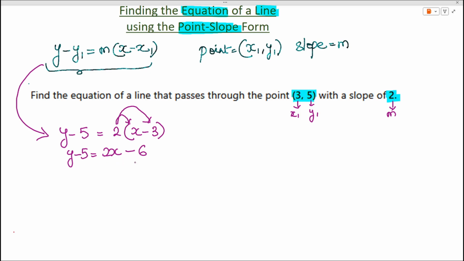Now, if we have to get the equation in the slope-intercept form, what we just need to do is add 5 onto both sides. So negative 5, positive 5 gets cancelled. We have y is equal to 2x. Negative 6 plus 5 is a negative 1. And this is our equation of the line. And we've got it using the point slope form.